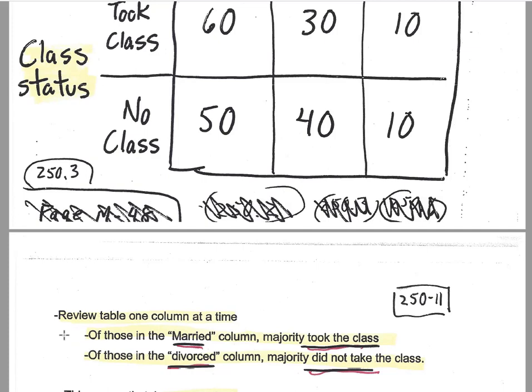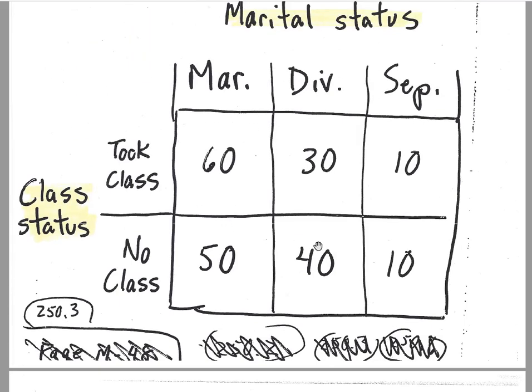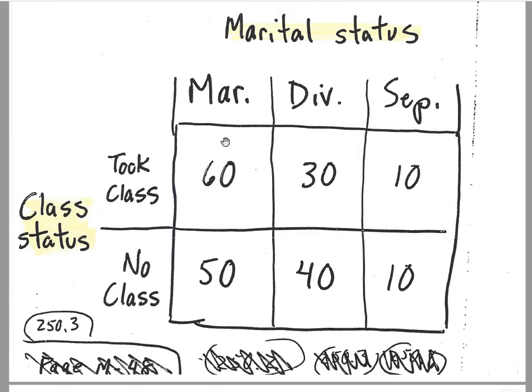First of all, look at just the column that represents the married people. Of those folks in the married column, did the majority of them take the class or not take the class? Well, let's see. This is the table. This is the first column that represents the people that are still married today. Of the people that are still married today, 60 of them had taken the class 10 years ago, and 50 of them had not taken the class 10 years ago.